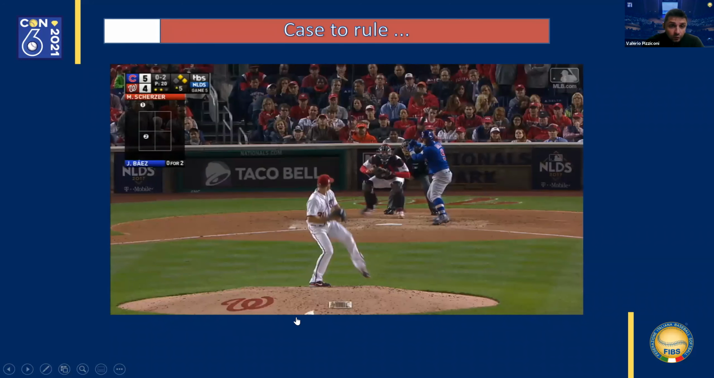Now let us see a very interesting example. This made history in 2017 and resulted in a rule change. This is interference on a backswing with two strikes to the hitter. The ball is immediately declared as dead by the umpire. The batter is declared out by strikeout, and base runners must return to their previously occupied base. Let us see what transpired.